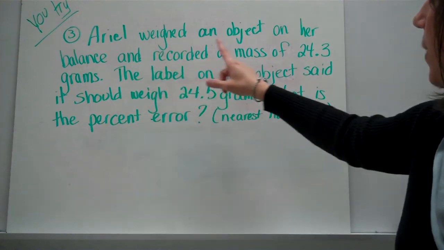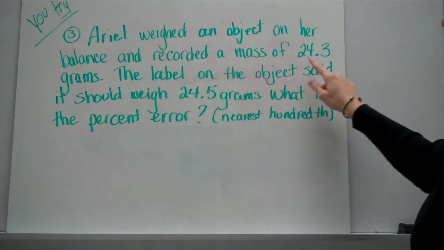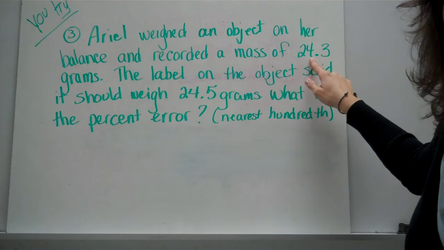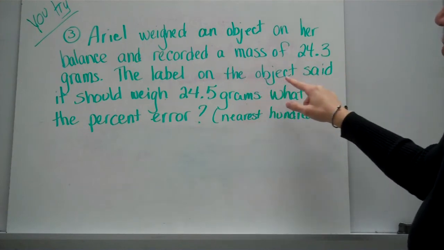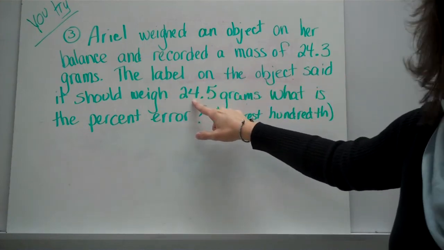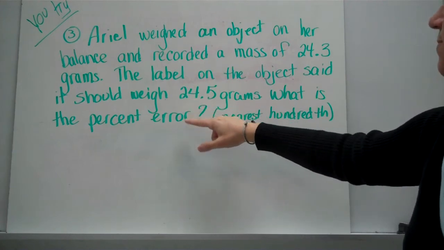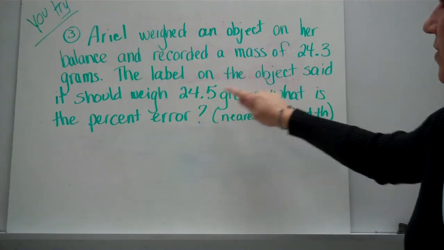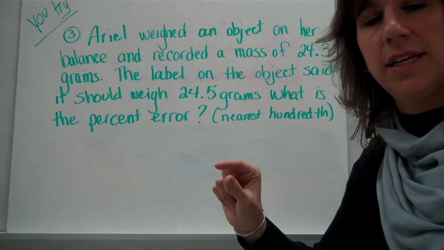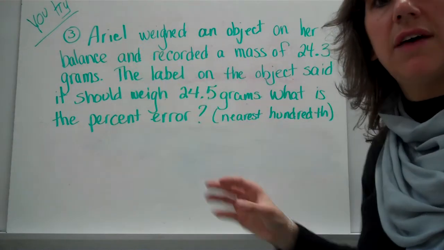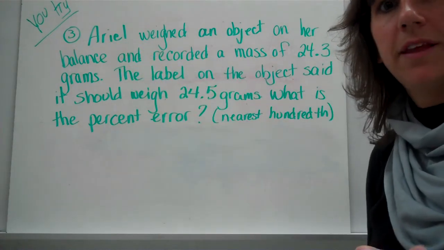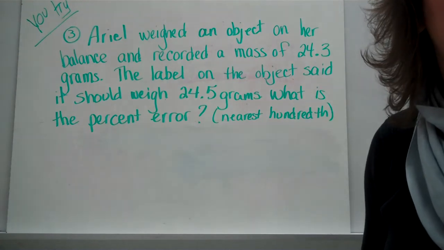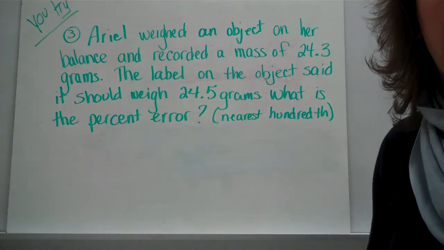All right. Ariel weighs an object on her balance and recorded a mass of 24.3 grams. The actual object is supposed to weigh 24.5 grams. What is the percent error? There is a difference there, but it is very small, isn't it? So Ariel is going to have a very small percentage error. If this was her job, this would be really good for her because it shows that she's being very accurate.